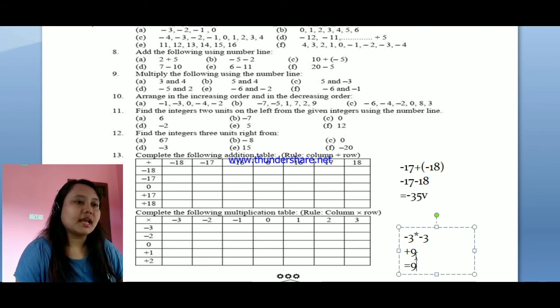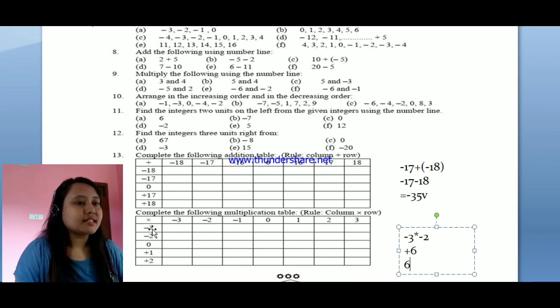Similarly, minus 3 and minus 2 is here. So minus 3 and minus 2, again minus into minus becomes plus, and 3 into 2 becomes 6, so it will be plus 6. No need to write plus, we'll be directly writing 6 only, and here we'll be writing 6. Similar way you have to multiply here also.